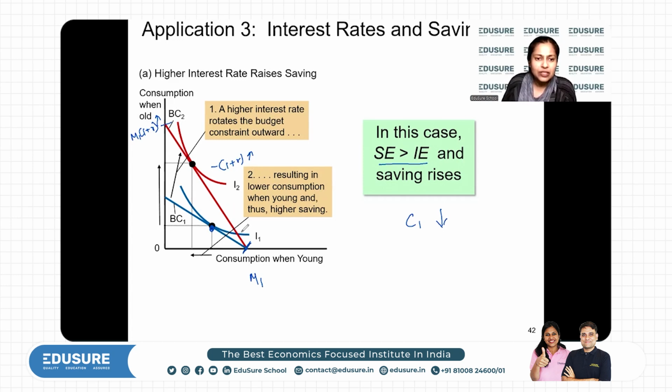Now, when that happens, the new equilibrium point is to the left of the old equilibrium point. And when that happens, it signifies that my consumption in period one has fallen, but my consumption in period two has risen. This is when your substitution effect is dominating the income effect.